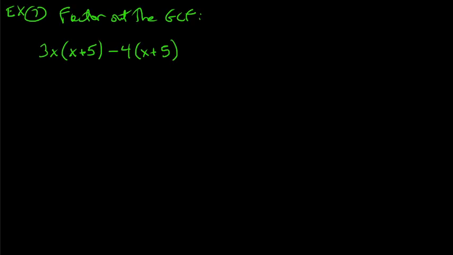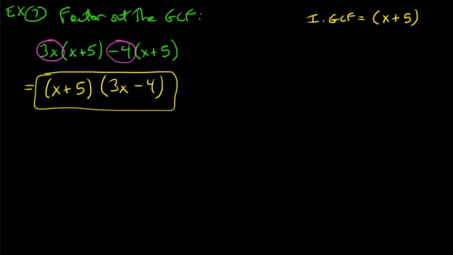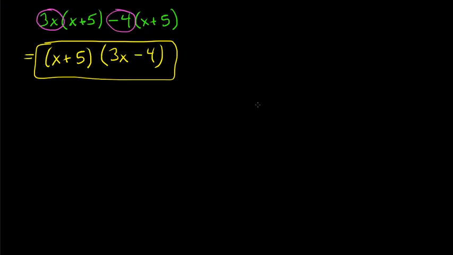Okay, factor out the GCF of 3x times x plus 5 minus 4 times x plus 5. Well, what is the GCF? As a big hint, right, whatever's in the parentheses here, the x plus 5 is common to both of these terms. So the GCF is really just x plus 5. Okay, so that's what we factor out. We're factoring out the x plus 5. And what does the x plus 5 multiply? Well, it multiplies 3x, right? And it multiplies this negative 4. So 3x minus 4. And that's it. Okay, so maybe I'm doing this a little too fast, but at some point, that's all this is, right? There's not much to it, right? Try one more.